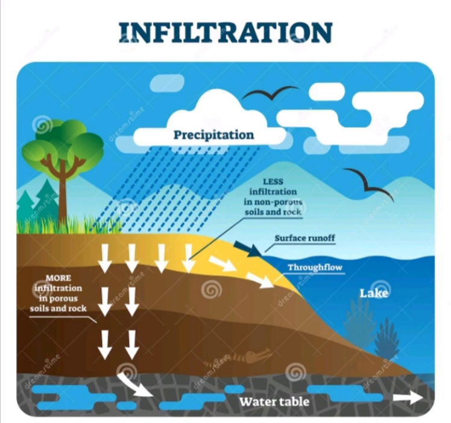Now from this diagram we can see different processes like precipitation, infiltration, surface runoff, and also the water table. So from this very diagram we are able to understand the process of infiltration. Infiltration has a major role in the hydrologic cycle as well as in contributing water to the groundwater sources. So what is this infiltration?